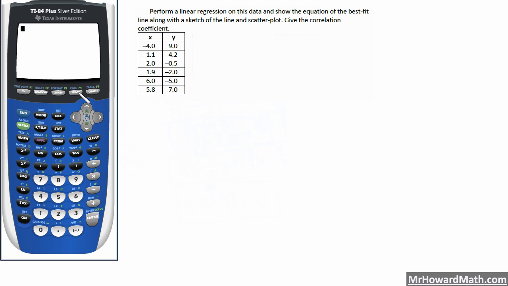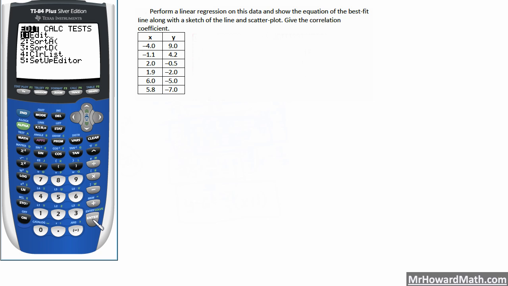Give the correlation coefficient. Remember, the closer the absolute value of the correlation coefficient is to 1, the better the line of best fit matches your regression. Okay, so the way we do that, I've already put this in.